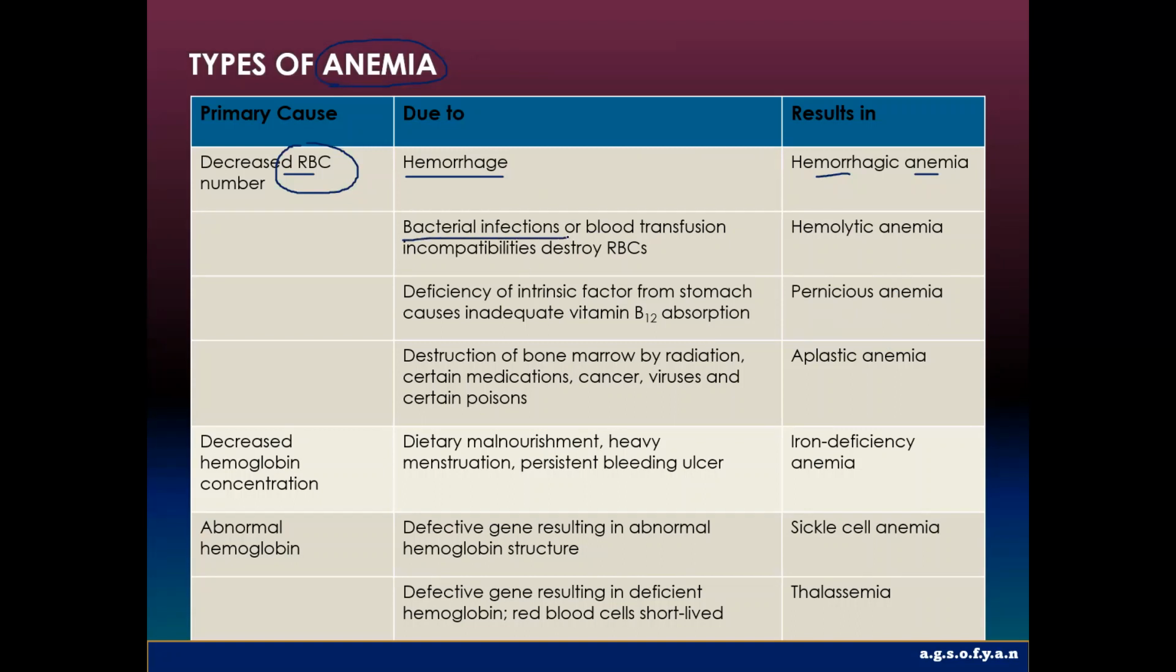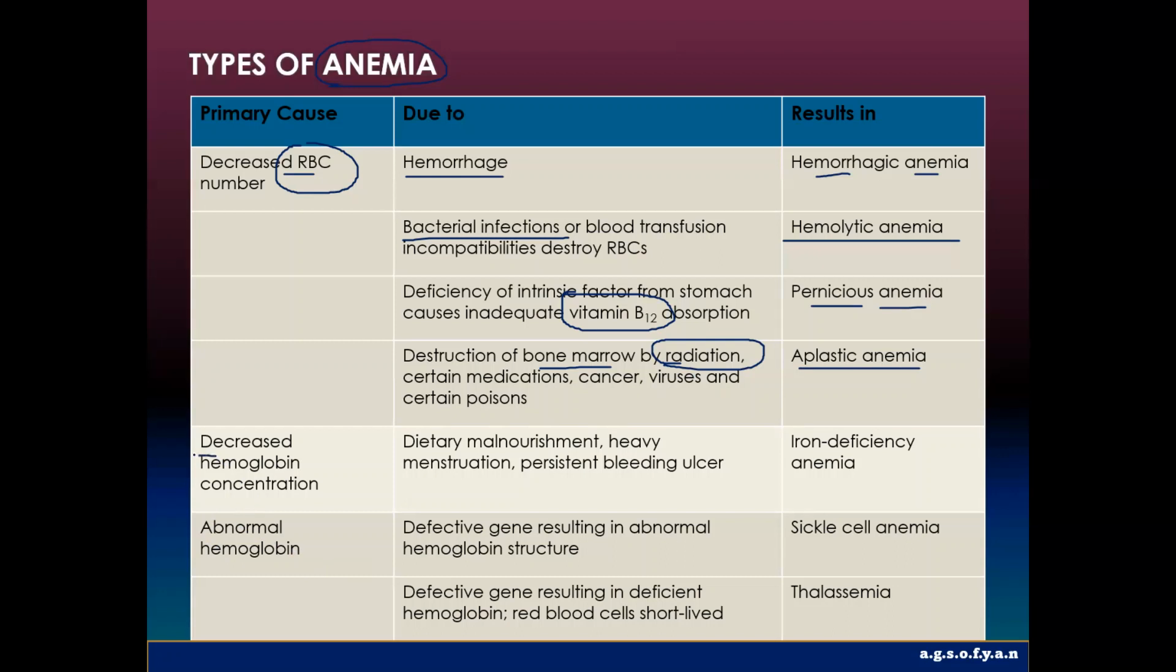Bacterial infection can also cause hemolytic anemia. Deficiency of some factor, for example inadequate vitamin B12 absorption, is the pernicious type of anemia. Destruction of bone marrow, maybe by radiation. Someone may have cancer and have radiation. It might cause the bone marrow to be destroyed, and it can cause aplastic anemia.